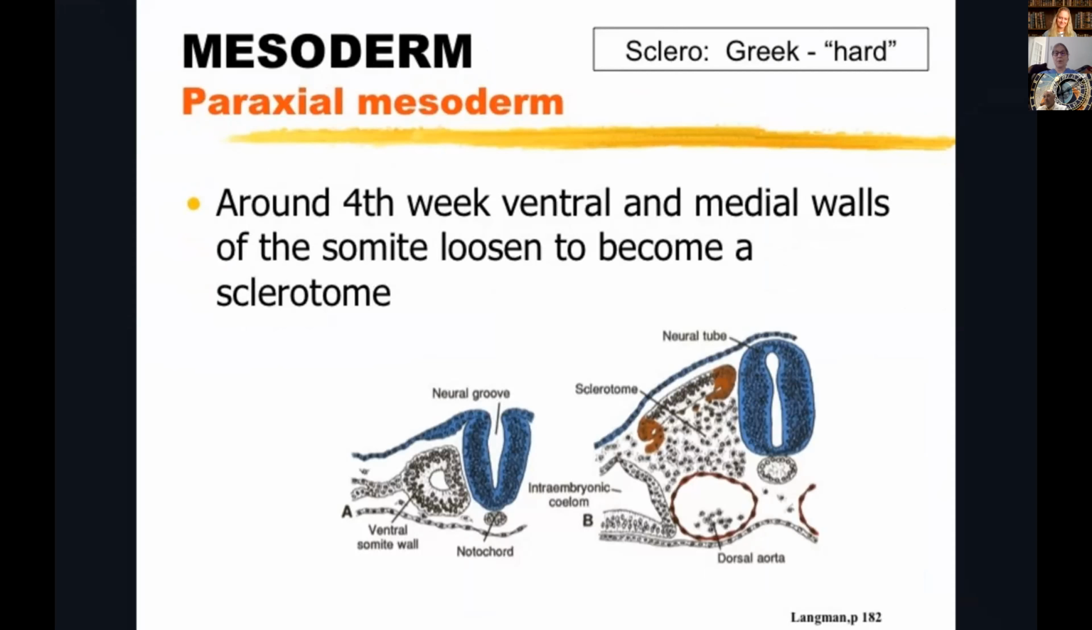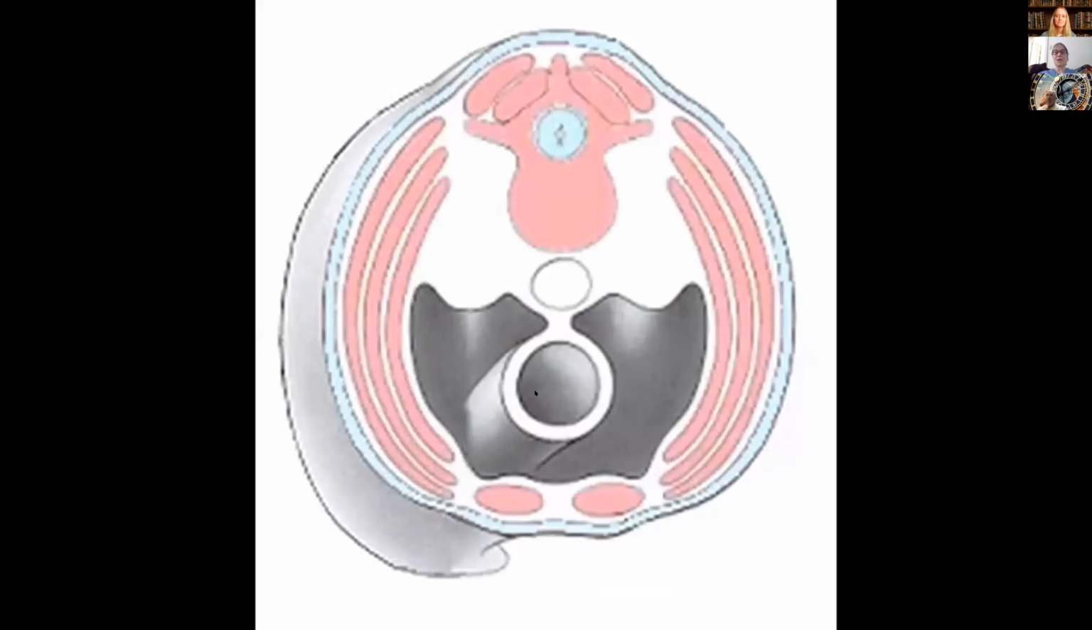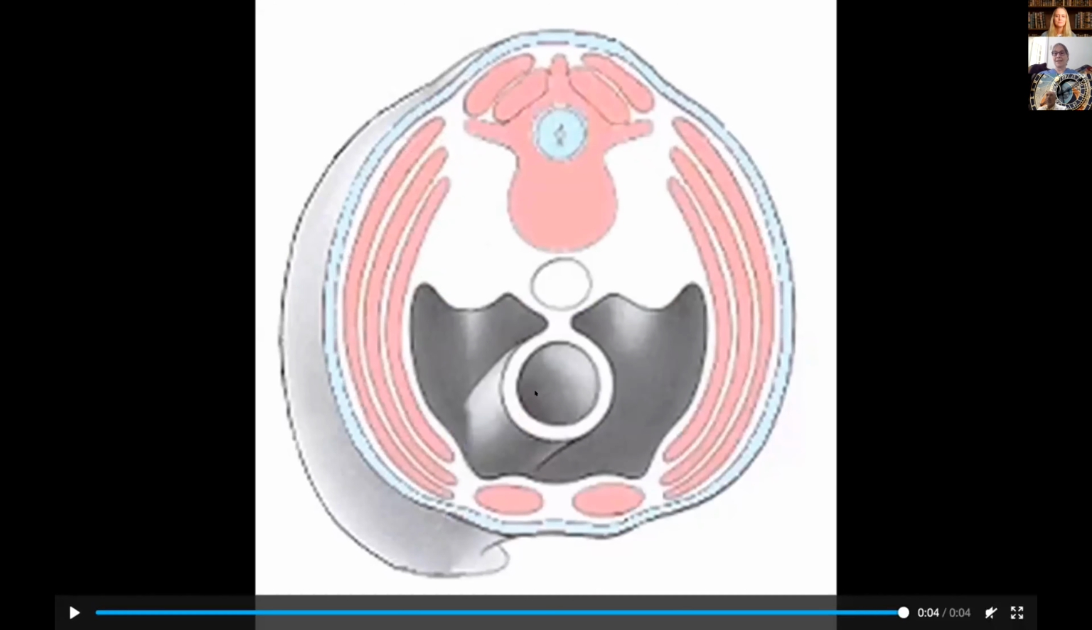So important here, going back, it's really helpful to learn the Latin and Greek roots of words because sclero means hard. So if I tell you it's a sclerotome, you're already going to know that this is probably going to become bone, which is one of the things that mesoderm becomes. But this basically shows you the migration of that sclerotome and that somite.